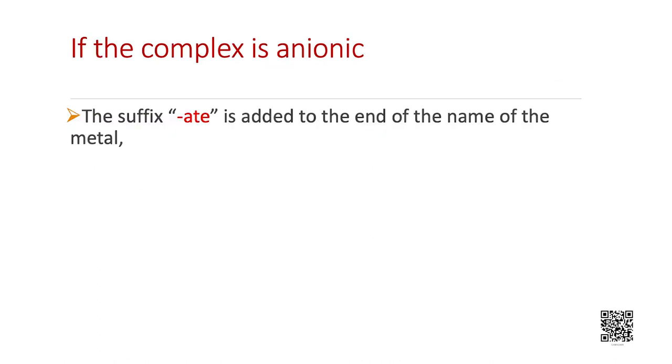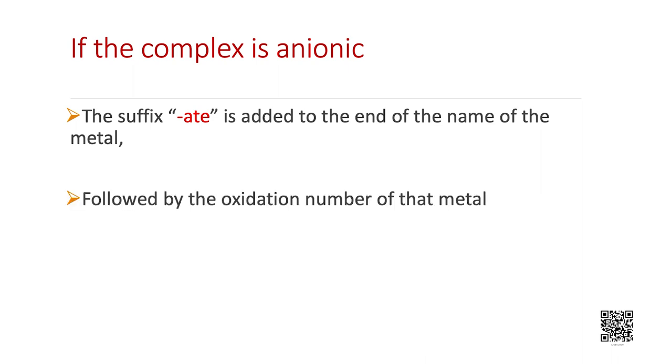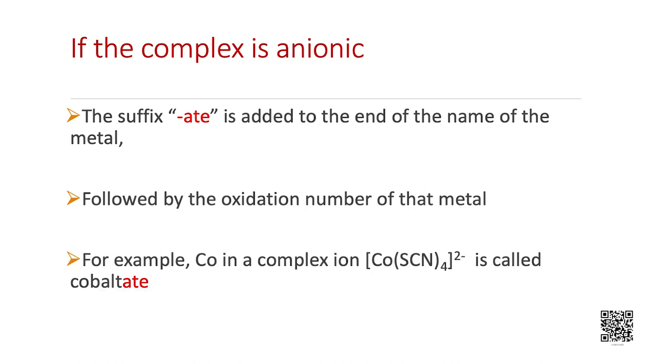If the complex is anionic, then the suffix -ate is added to the end of the name of the metal, followed by the oxidation number of that metal. For example, cobalt in a complex ion given here is called cobaltate. For some metals, the Latin names are used in the complex anions. For example, ferrate for Fe. The given complex here is hexacyanoferrate(III) ion.